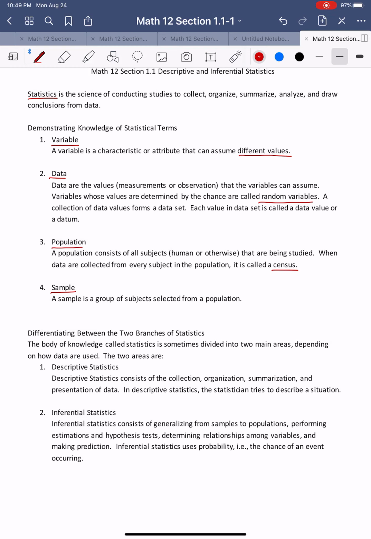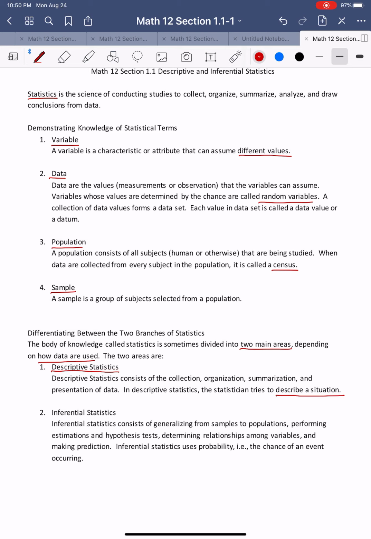All right, differentiating between the two branches of statistics. The body of knowledge called statistics is sometimes divided into two main areas, depending on how the data are used. The two areas are, number 1, descriptive statistics, which consists of the collection, organization, summarization, and presentation of data. In descriptive statistics, the statistician tries to describe the situation, something that's described without any assumptions, and that we call descriptive statistics.